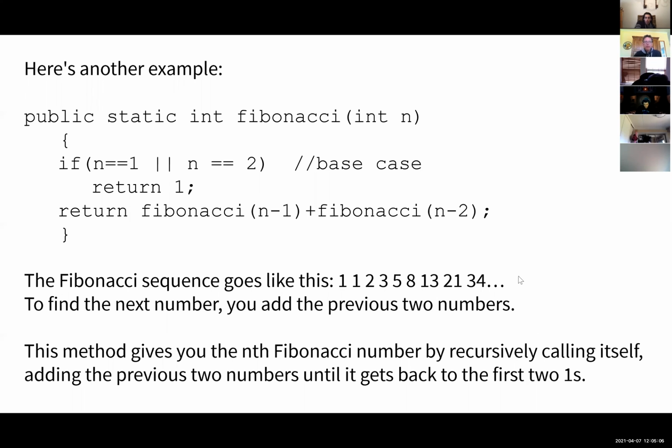Here's another one. You may have heard of Fibonacci numbers. They're an interesting sequence mathematically where it starts. The first 2 numbers are usually a 1 and a 1. Sometimes it's a 0 and a 1, but a 1 and a 1. And then to find every other number, you just add the previous 2 numbers. So this method gives you the nth Fibonacci number by recursively calling itself, adding 2 previous numbers until we get back to the first 2 ones.